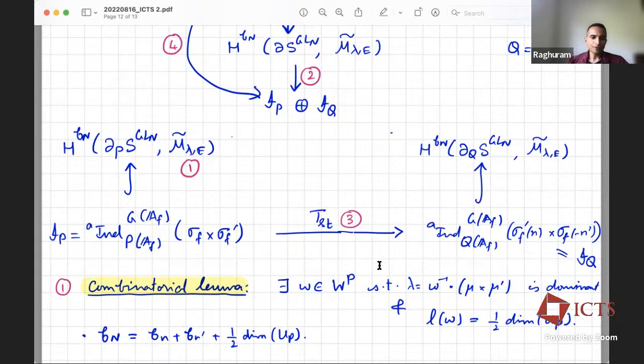Now we'll have to keep a certain standard intertwining operator between this induced representation and its partner, which is essentially the same inducing data, but now on the associate parabolic. I'm going to call that I sub Q.